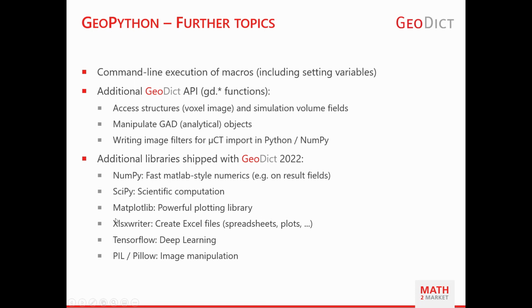Then there is XlsxWriter, which allows you to create Excel files pretty easily. Then there's the TensorFlow library, which we also use for FiberFind AI and Geodict AI, which is a deep learning library. And then there's PIL, or rather Pillow, depending. I think it was renamed at one point, which allows you to do image manipulation. For example, you can do a collage of several plot images or something if necessary, or several 3D images and put them next to each other or crop them or whatever.